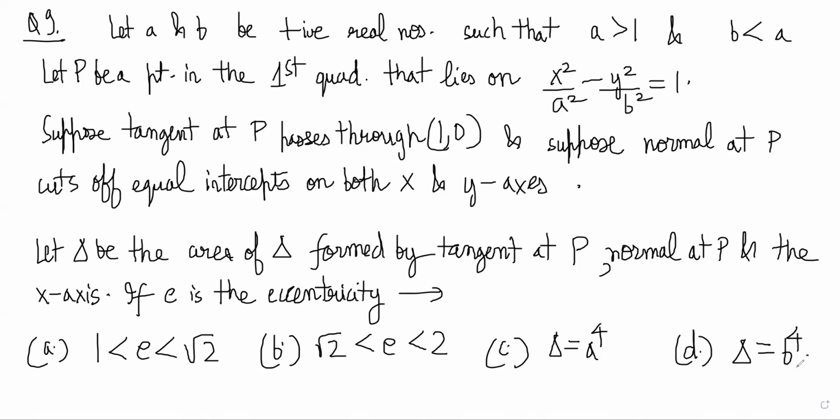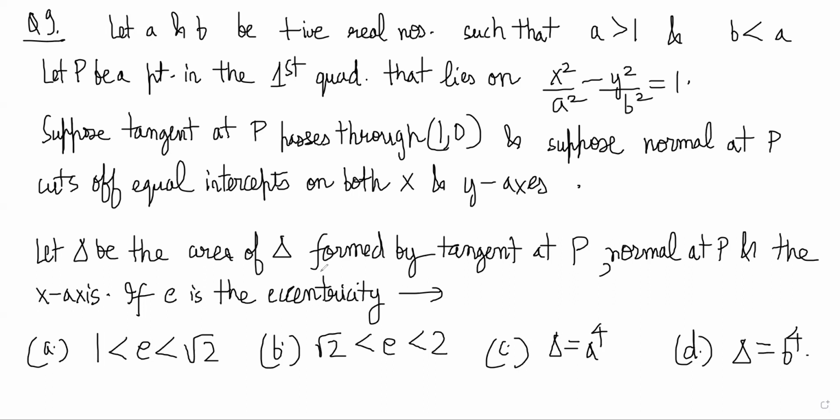We have a point on the hyperbola in the first quadrant. The tangent at that point P passes through 1 comma 0, and also the normal at P cuts off equal intercepts on both x and y axes. Delta is the area of the triangle formed by the tangent, normal, and the x-axis, right? And we have to answer these questions.